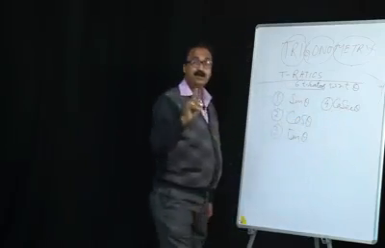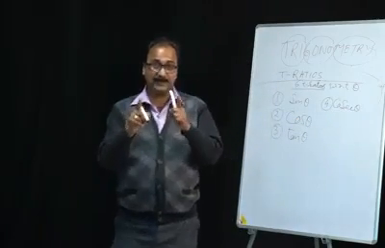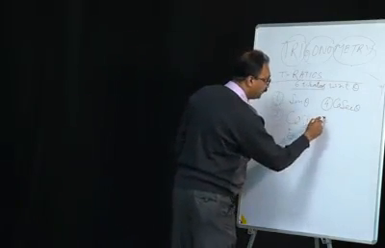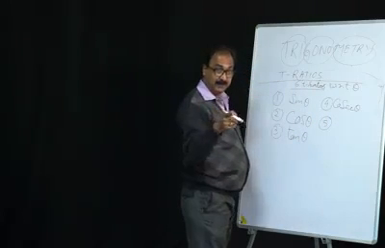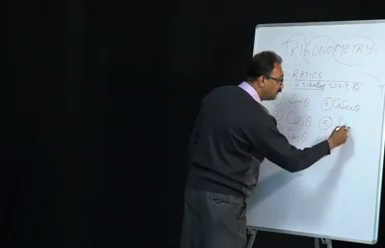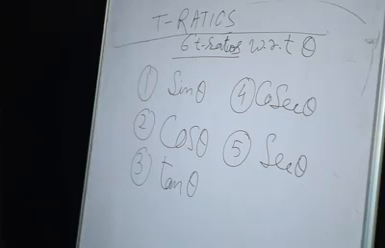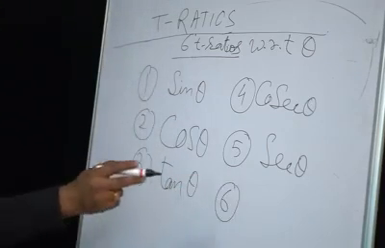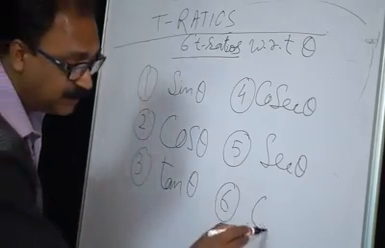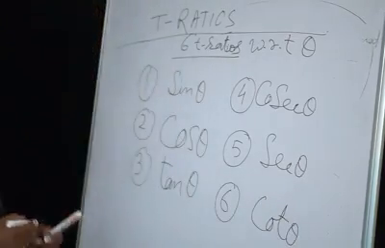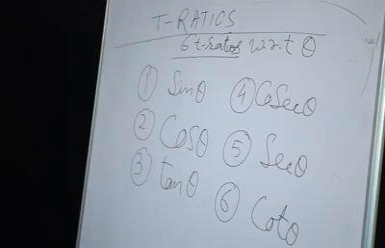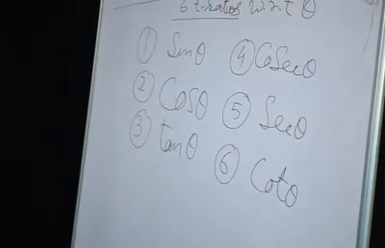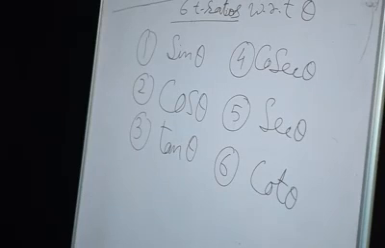The other 3: number 4 is cosecant, COSECANT, but we use cosec theta in short. Clear? Number 5 is secant, S-E-C-A-N-T, but we use sec theta. Clear? Then number 6 is cotangent, but we use cot theta. Clear? These are the 6 trigonometric ratios: sin, cos, tan, cosec, sec, cot.